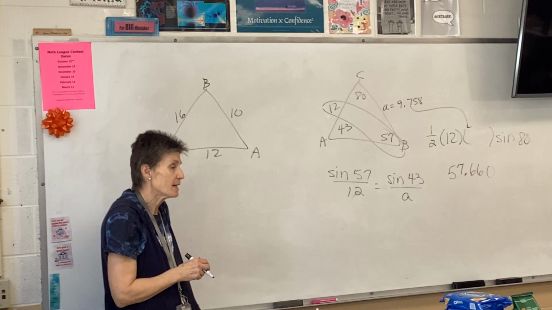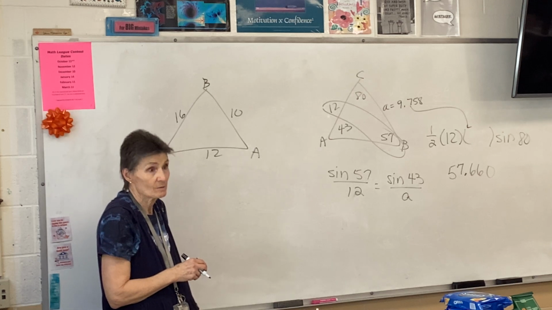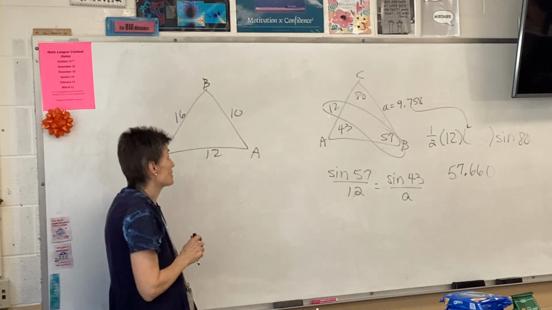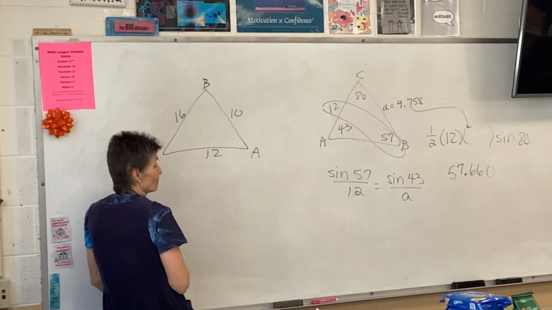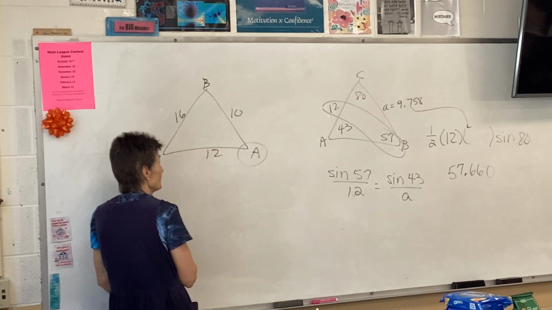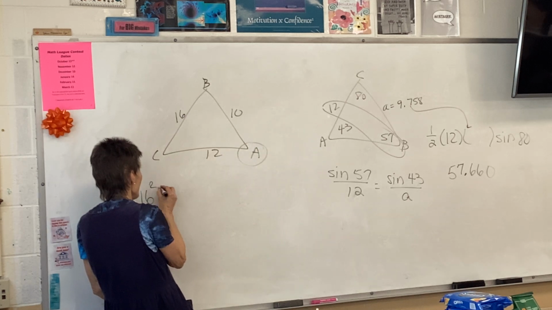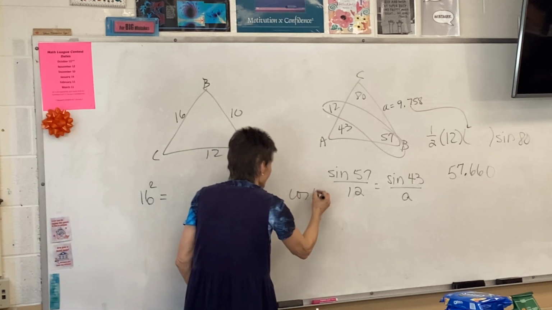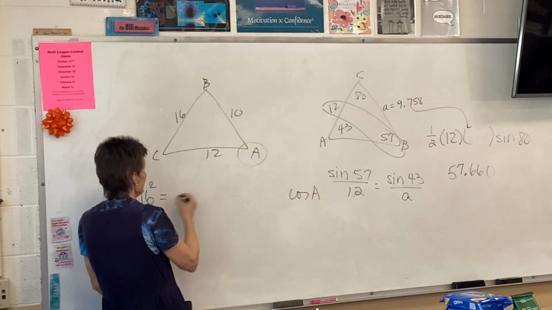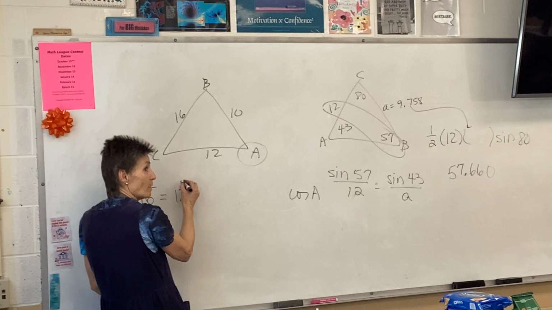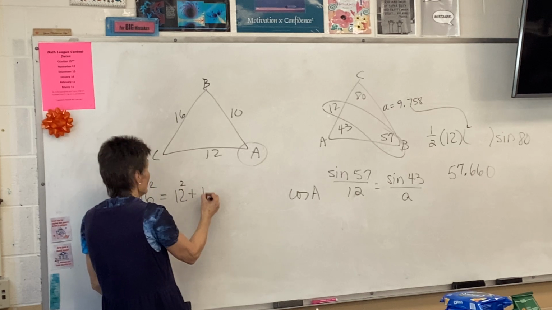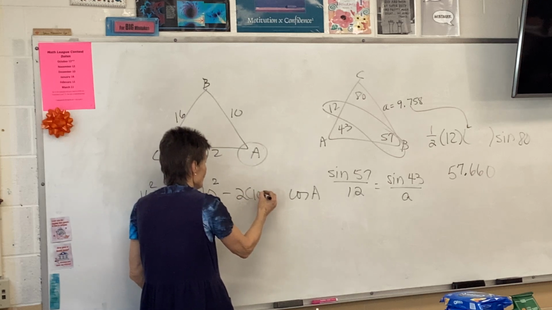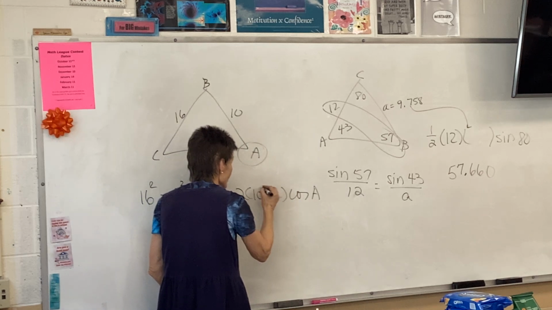How do we find an angle? It'll have to be law of cosines, right? It can't be law of sines. So which angle do you wanna find? A. Sounds good to me. So 16 squared equals 12 squared plus 10 squared minus 2 times 10 times 12 cosine A.